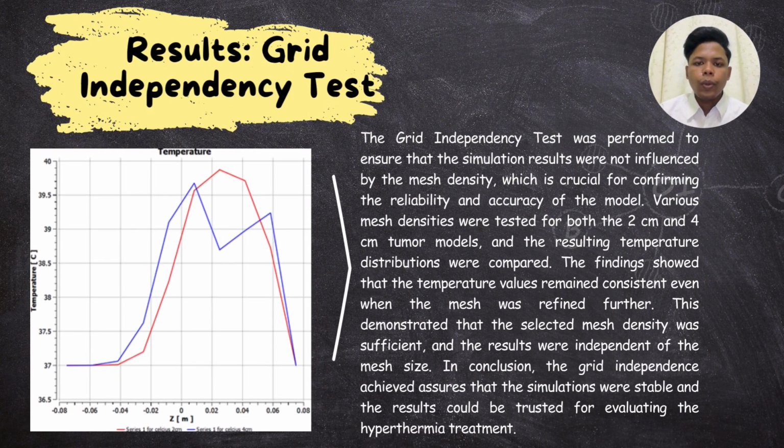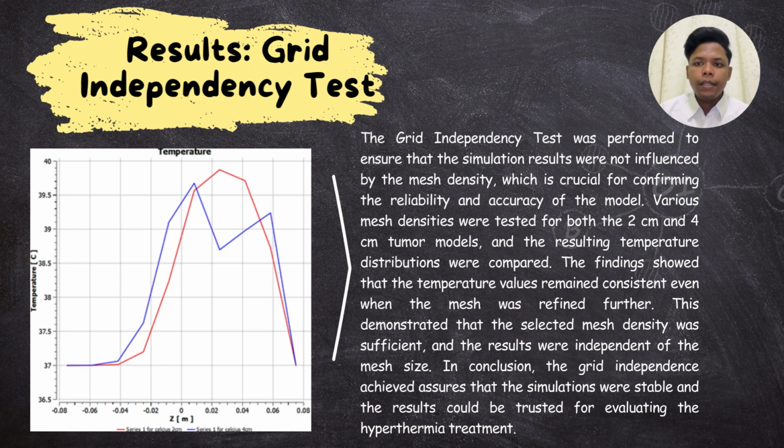So we proceed to the next part of our presentation, which is the result of the grid independency test, GIT. The GIT was performed to ensure that the simulation results were not influenced by the mesh density, which is crucial for confirming the reliability and accuracy of the model.